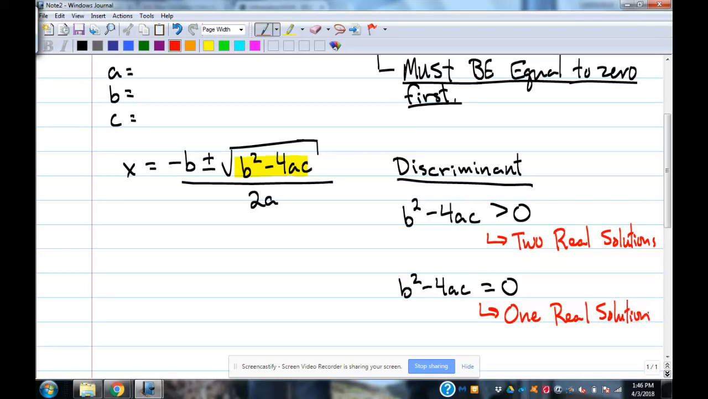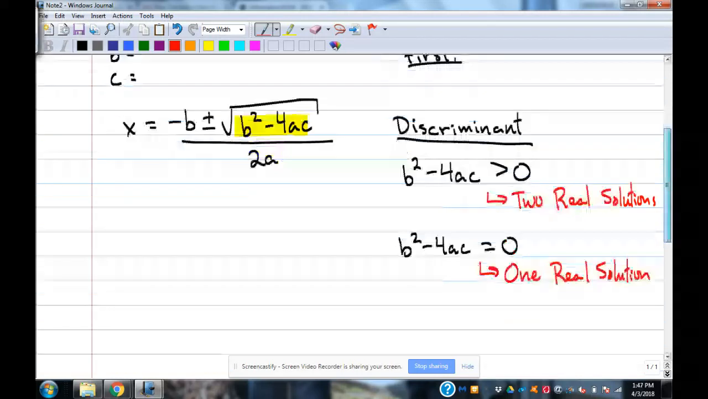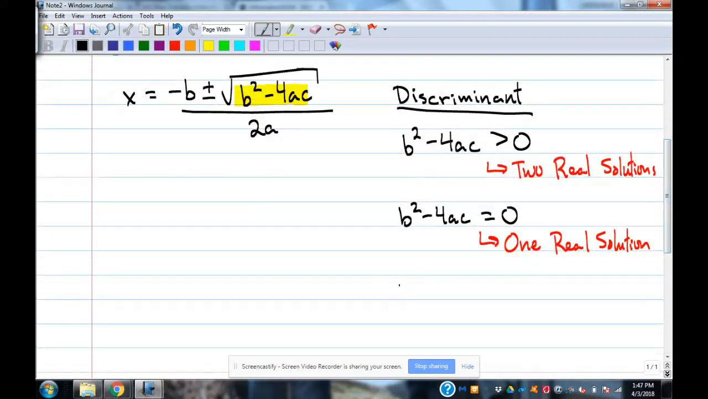So if it's greater than 0, it's a positive number, then we've got 2 answers that we're going to find. If it's equal to 0, there's only 1 answer because it's going to be the square root of 0 that's put in there. And if you add or subtract 0 from something, it doesn't change it. We'll see some examples of this in a minute. The last case for the discriminant is b squared minus 4ac is less than 0, which is what kind of number? Negative. If something is less than 0, it's negative. That would be no real solutions.